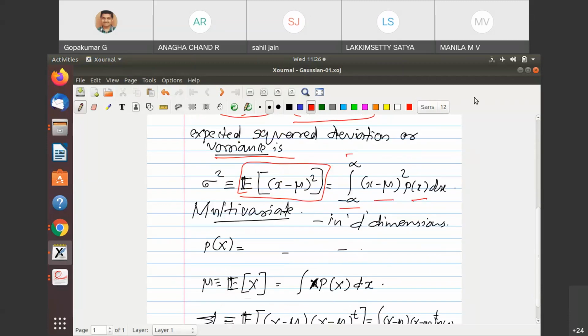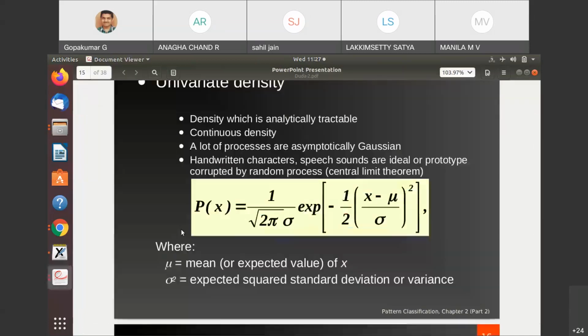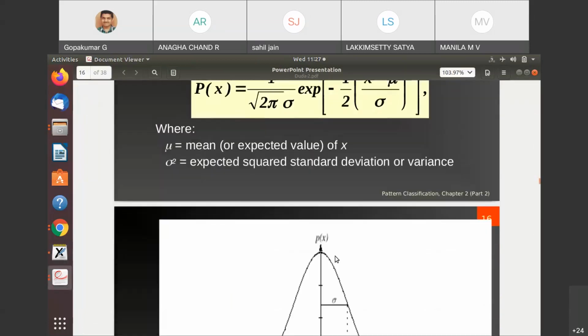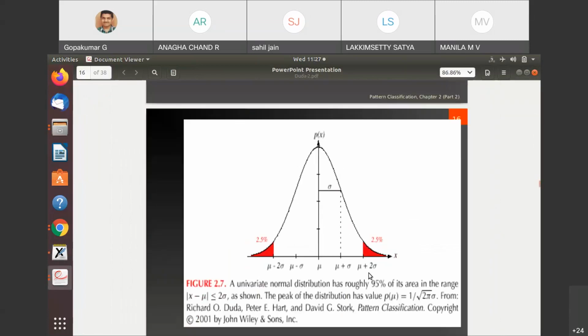Now we will see the multivariate case, but we will discuss that in detail later. We know that it is going to be in d dimension. So the equation is going to be, instead of a single feature, we will have the feature vector x, in d dimension. But before going into that, let us look at a standard plot of a univariate normal distribution.